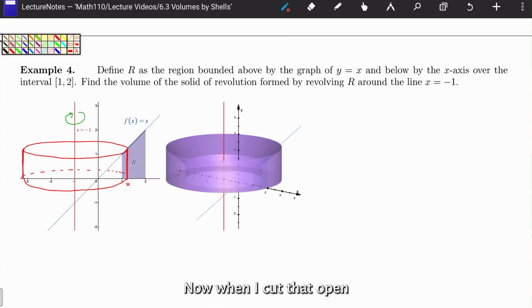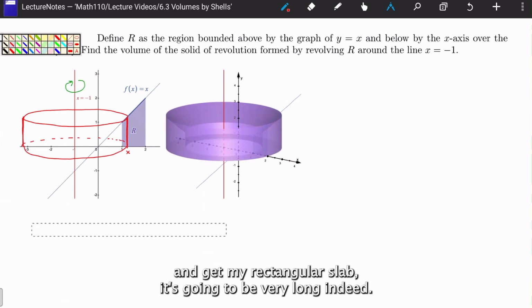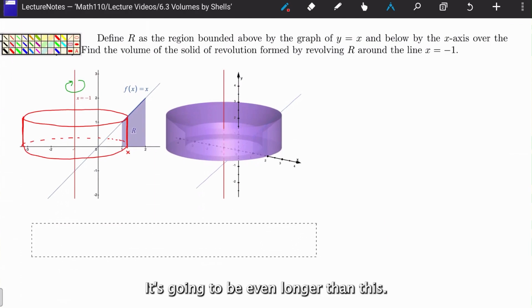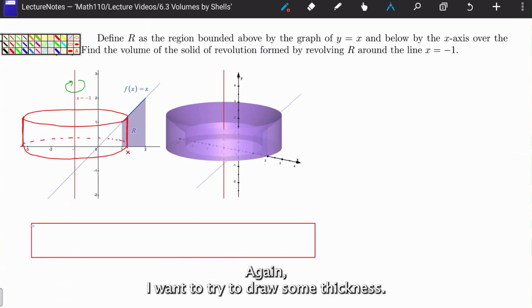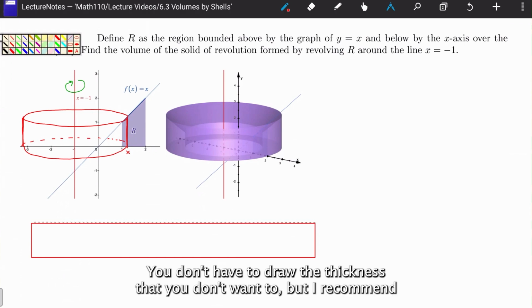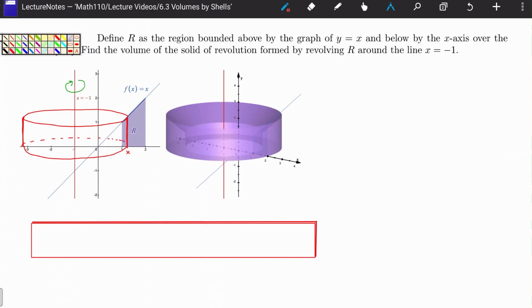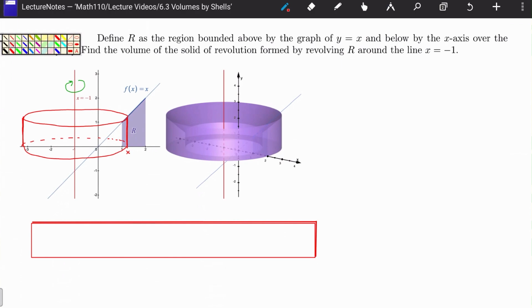Now when I cut that open and get my rectangular slab, it's going to be very long indeed. It's going to be even longer than this, but I'm just going for basic representation here. Again, I want to try to draw some thickness. You don't have to draw the thickness if you don't want to, but I recommend you do for the first couple that you do for this, just to remind yourself where all of the parts of the formula come from.